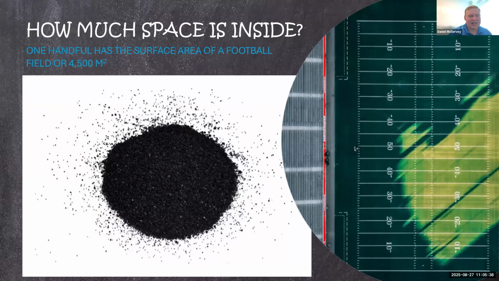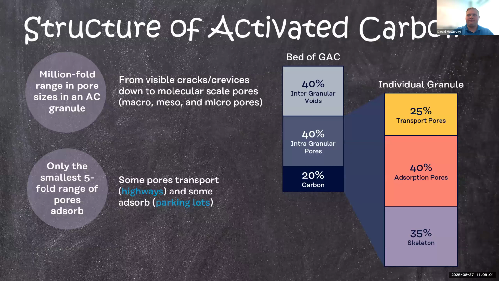So a little slide and a little fact that's always really cool to look at is how much space is actually inside a handful of carbon. One handful has the surface area of an entire football field, or around 4,500 meters squared. So the carbon's extremely porous. That's all those pores that make up that surface area. And because of all those pores after the activation, it has a ton of surface area, which makes it so effective and gives it a ton of room to remove these certain contaminants.